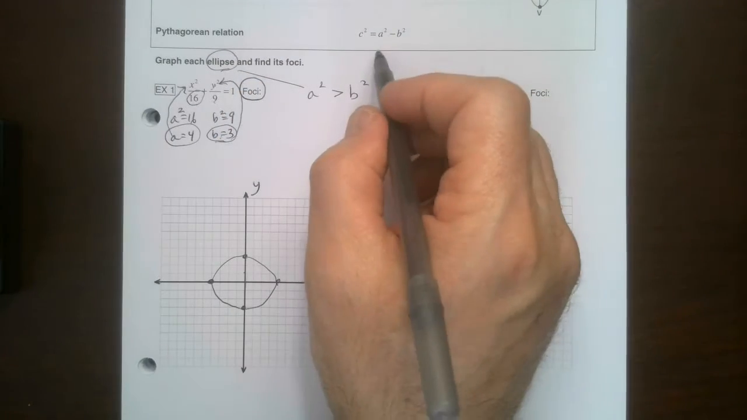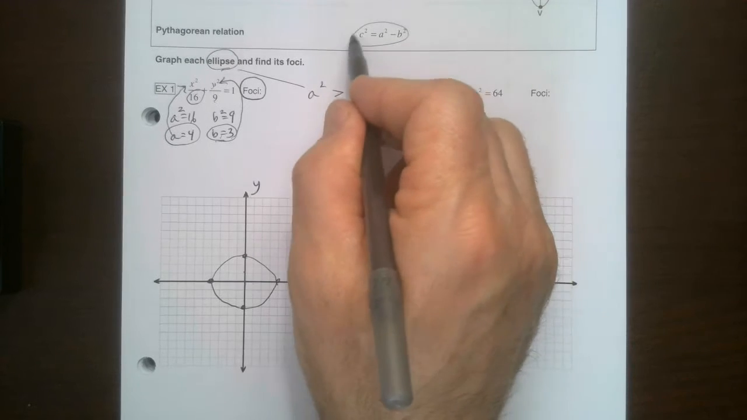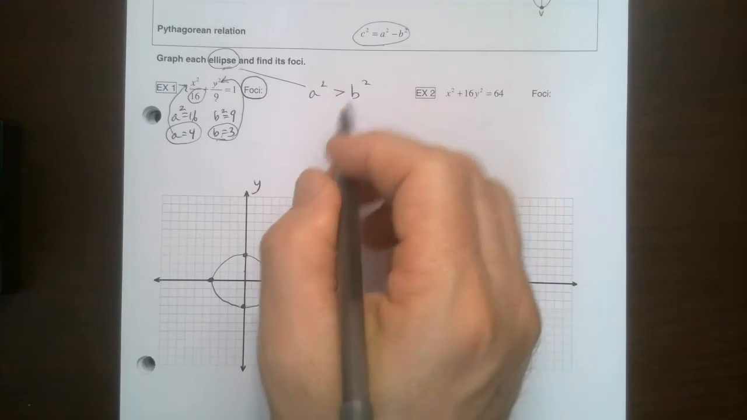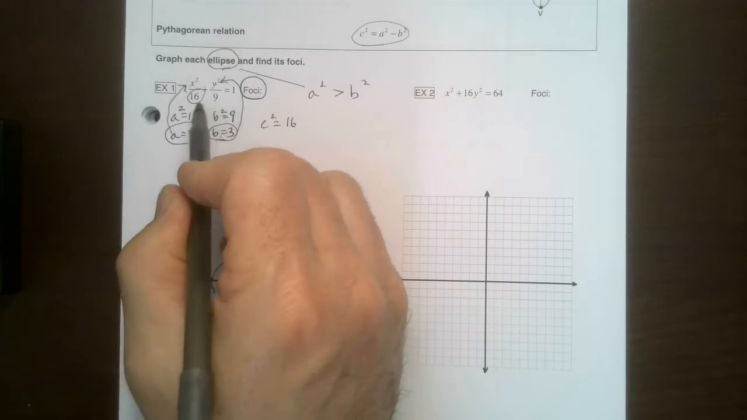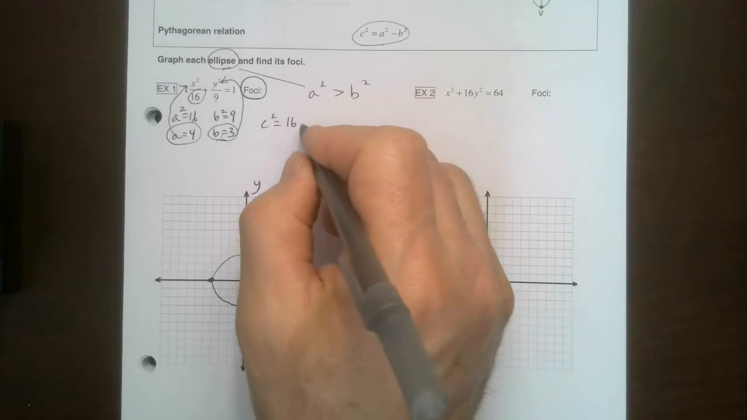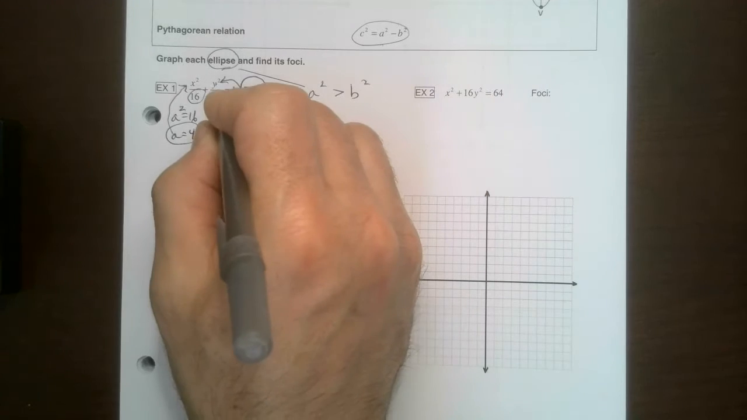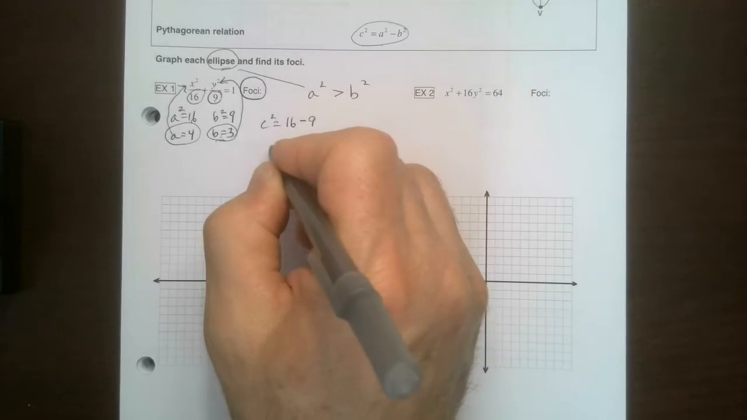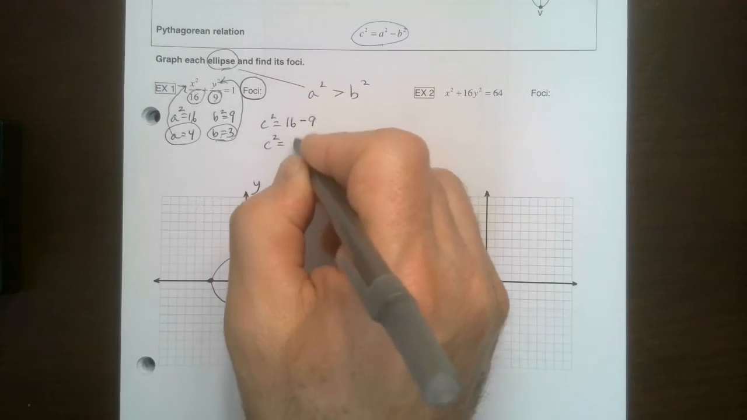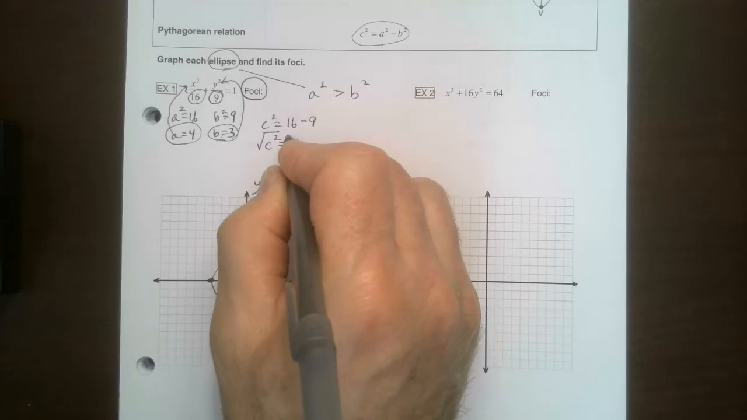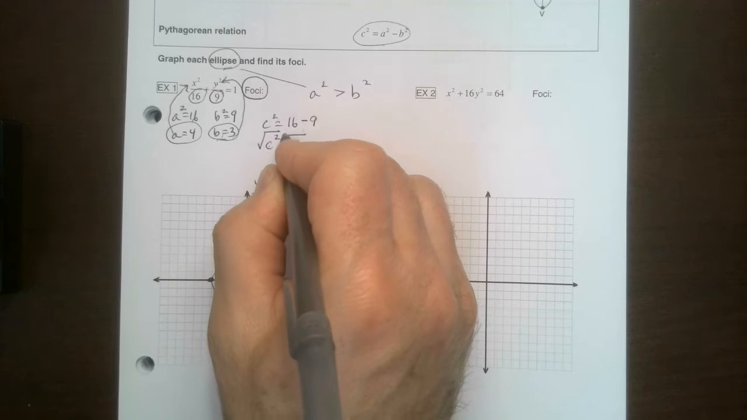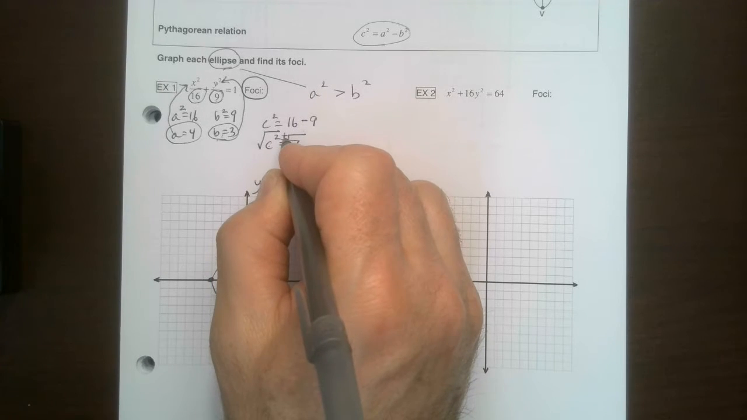Foci. We're going to get the foci from this little formula right here. So c squared equals a squared, which is 16, minus b squared, which is 9. So I get c squared equals 7. Now here comes the key. Take the square root of both sides, bada boom, bada bing, do the right thing. This is going to come in handy now.